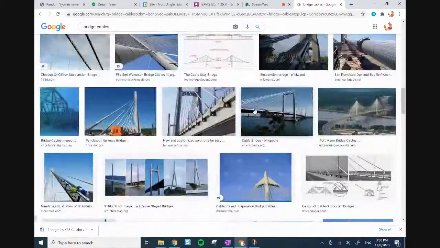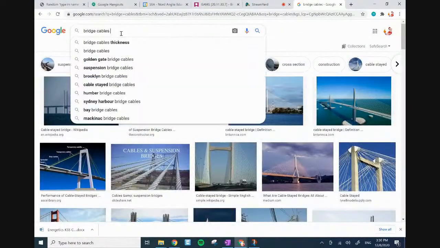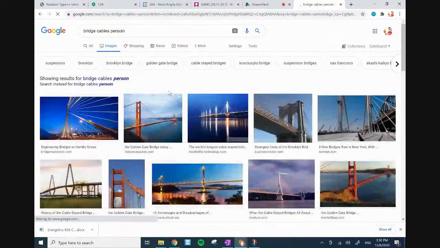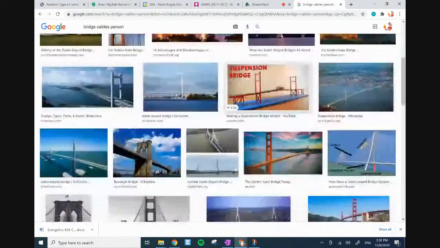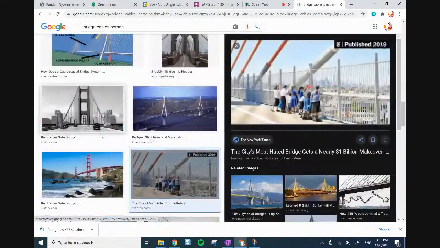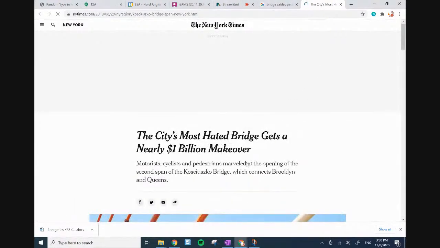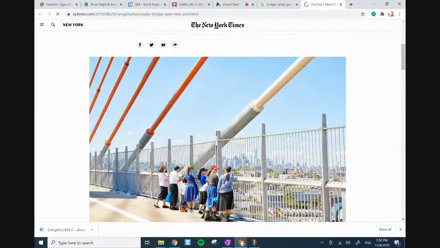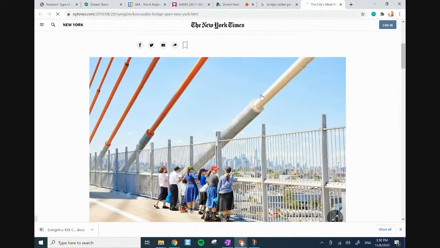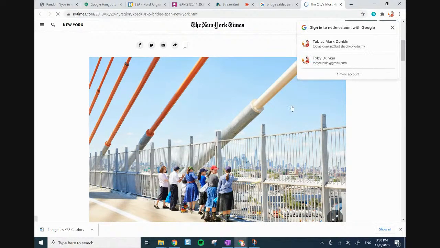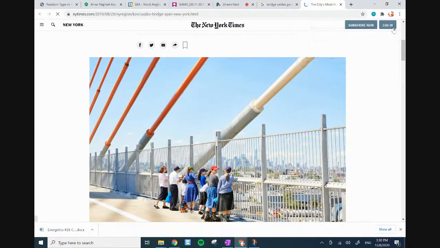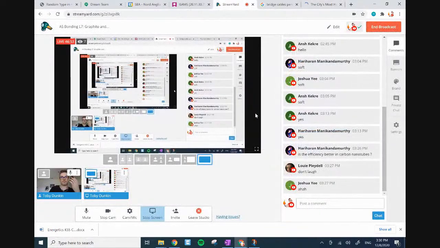I want to show you bridge cables with a person to compare. Come on, somebody stand next to one of these. Look at the cables! The cables are insane! And the reason why is because they're using steel. So you can see the size of the people compared to the thickness of the cable. These cables need to be incredibly thick because they're trying to hold up a bridge and all of its content.